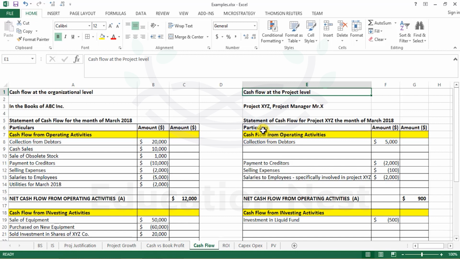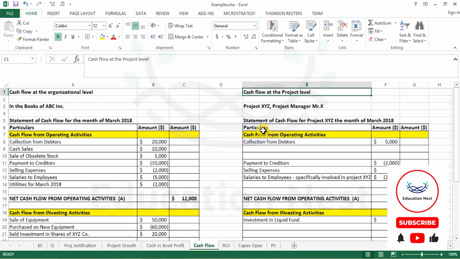Fundamentally speaking, there's no difference in the application of the concept. The only difference lies in analyzing the items and allocating them among the operating, investing, or financing activities. But as a project manager, most of the time you need to be worried about your operating activities, because that's where you have exclusive control.